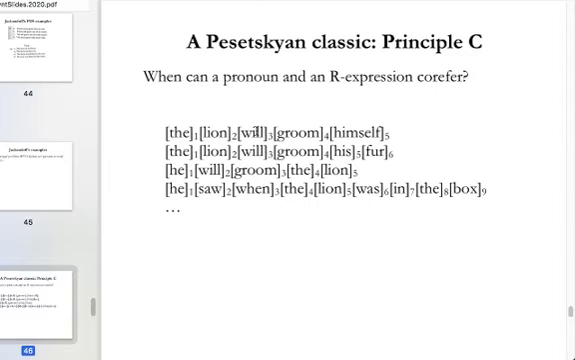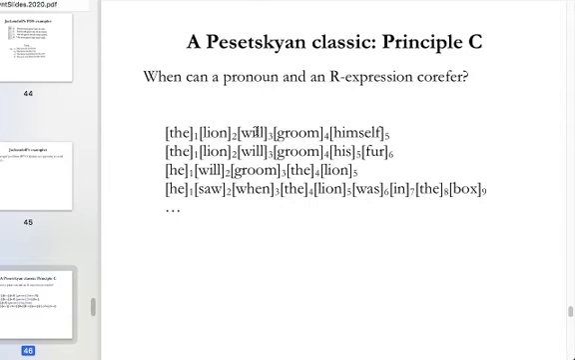Similarly, in two here, the lion will groom his fur. What about this possessive pronoun his? Who is that referring to? Well, in this case, it can refer to the lion. So the lion will groom that same lion's fur, his own fur. It could also refer to another lion, but it's possible at least for it to refer to the same lion.